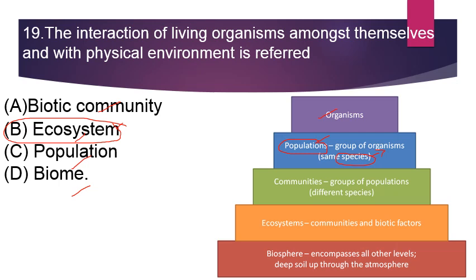Then various populations combine to form communities. इसमें group of populations आते हैं different species के. Then different populations or communities combine to form ecosystem. So communities and biofactors, they combine to form ecosystem. Here living organism interacts with this non-living environment. तो इसमें बहुत तरह के जो living organisms हैं, communities हैं, वो बनाते हैं एक ecosystem.